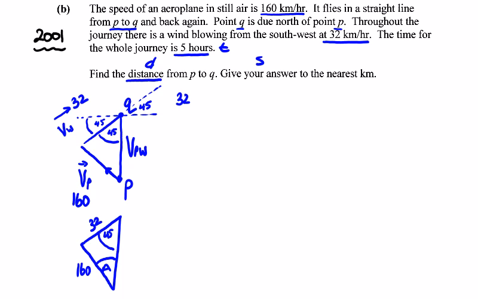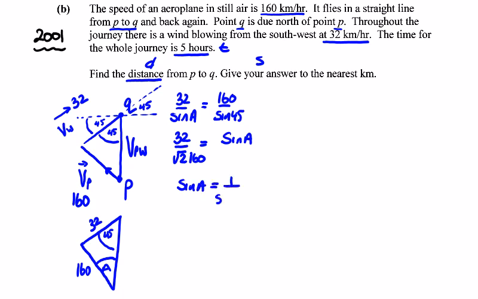So we're going to have 32 over the sine of A is equal to 160 over the sine of 45. So cross multiplying here, we're going to get 32 sine 45, or 32 over root 2, 32 by 1 over root 2. And that's going to be equal to 160 sine A. So if I leave the sine A there and divide by 160, we're going to get sine A to be 1 over 5 root 2. And the inverse sine of 1 over 5 root 2 is going to give a small angle, 8.13 degrees. That's A.